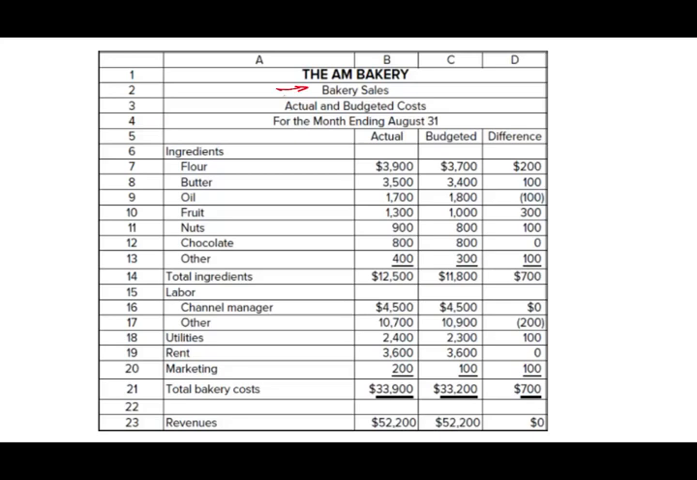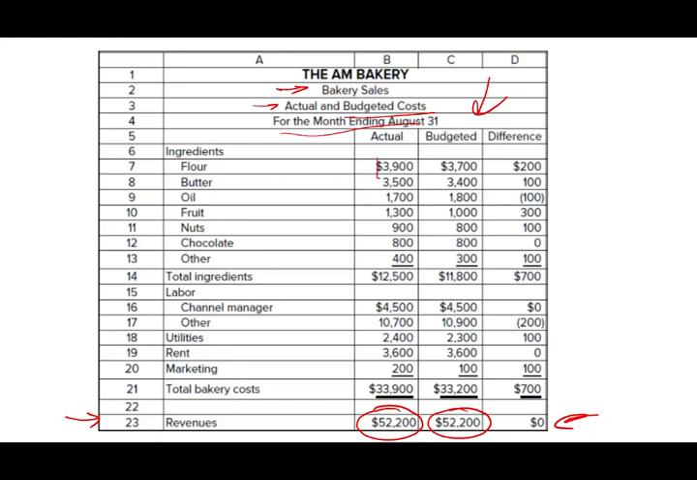So this is the bakery sales, actual and budgeted cost for the month of August. This is what actually happened. And this is what we thought was going to happen. Let's start with revenue. Revenue is at the bottom. Revenue, 52,000, the actual, and the budgeted was 52,200. The difference is nada, zero, zip. We did good. I mean, we came within budget.